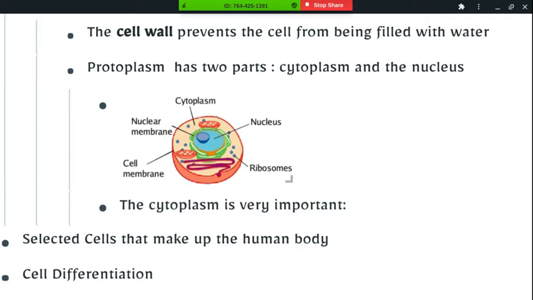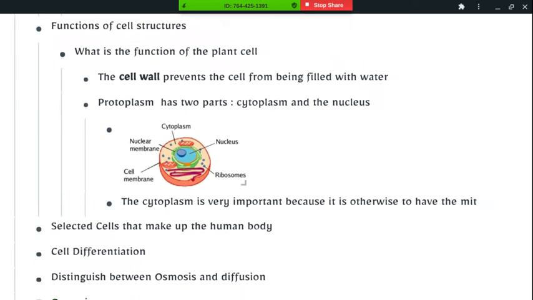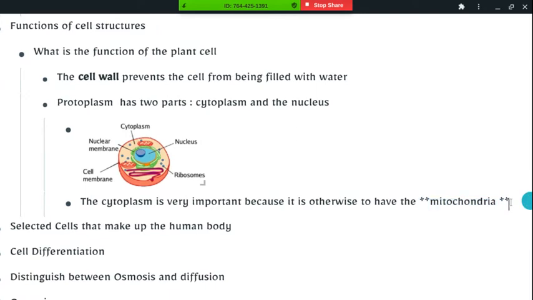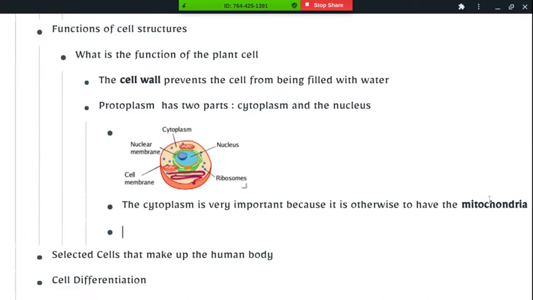So tell me, what do you understand about the cytoplasm? Sir, the cytoplasm stores the food, if I'm correct. Or is it the substance in the cell? You're right. But the main reason why it's important is because it has another thing attached to it called the mitochondria. You ever heard of that one? Yes, sir. We did this in science.